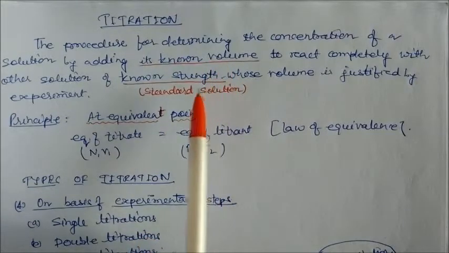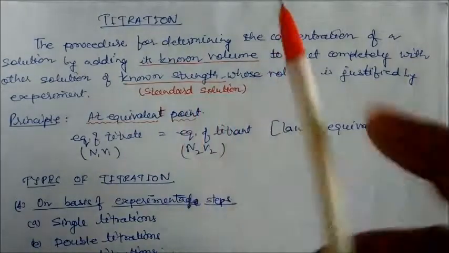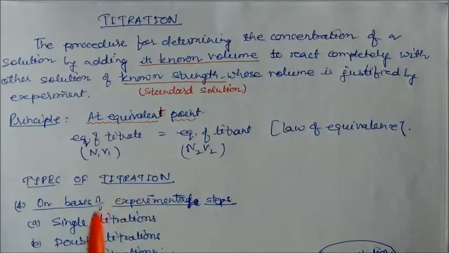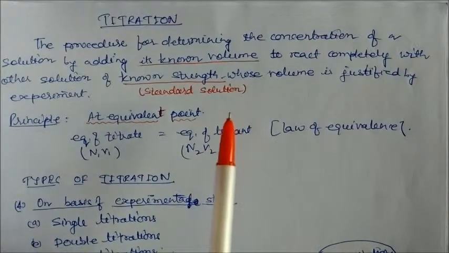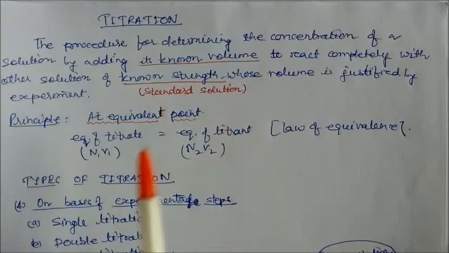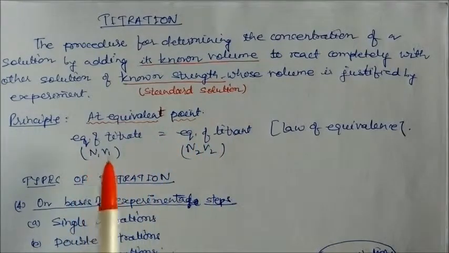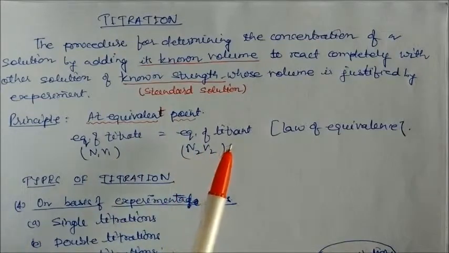So this is basically the mode of titration that we are going to study in all parts of the topic. Again, we know the principle also. During titration, the basic thing is that at the equivalence point, the equivalents of the titrate are equal to the equivalents of the titrant.